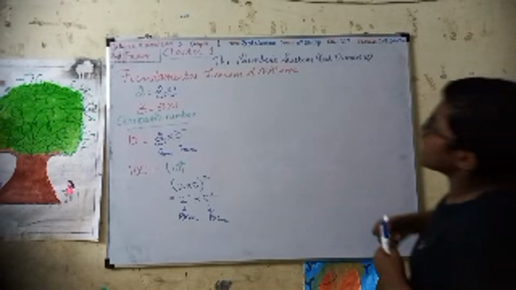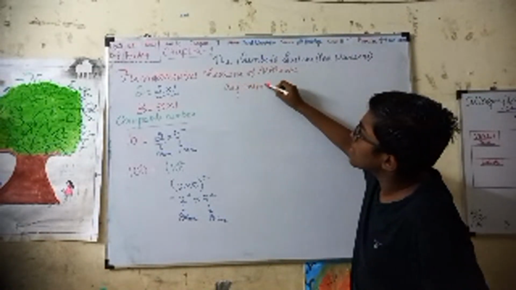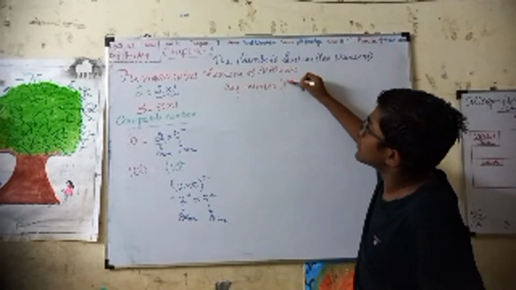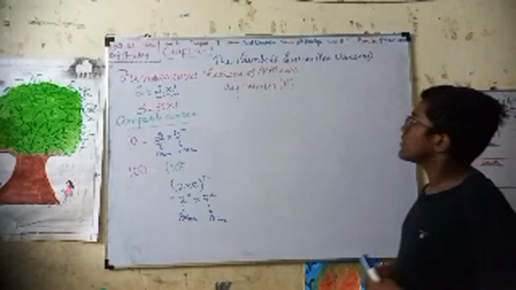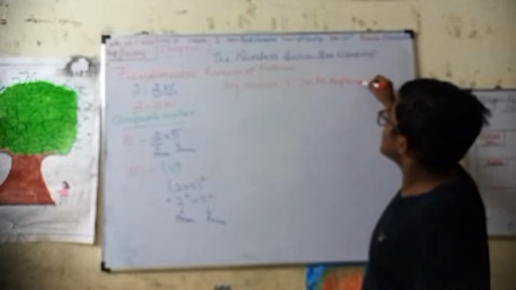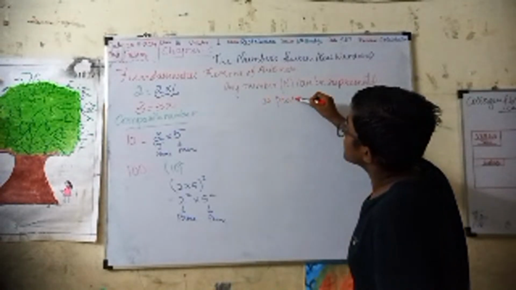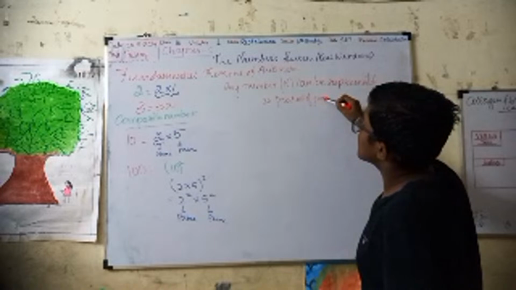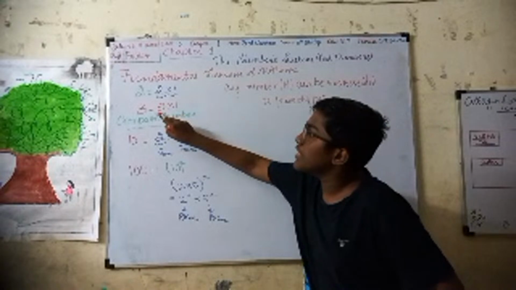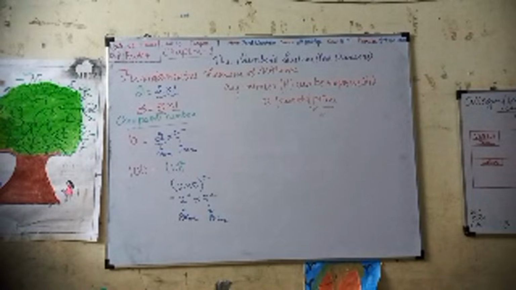Now, any natural number, capital N, can be represented as product of primes. Prime number means what? The numbers which have the number itself and one as its factors. So this is the fundamental theorem of arithmetic.